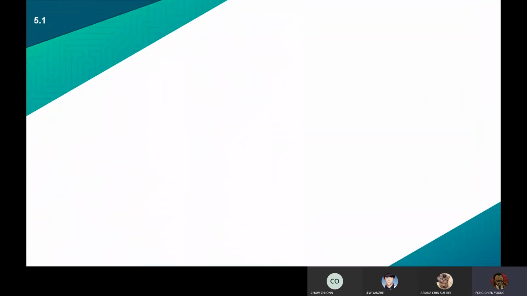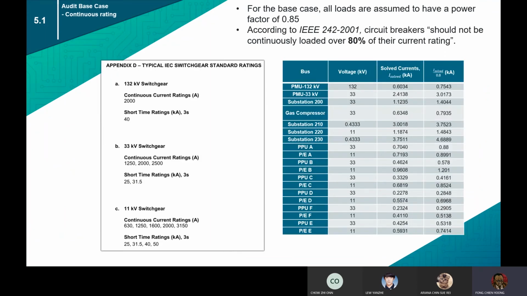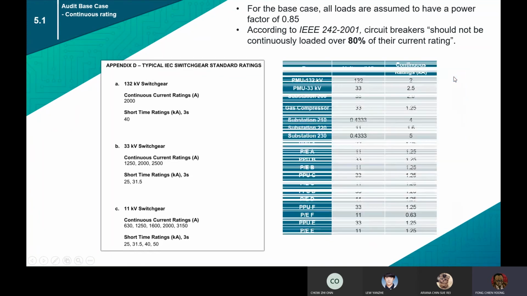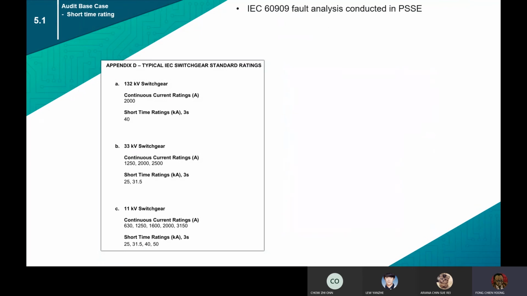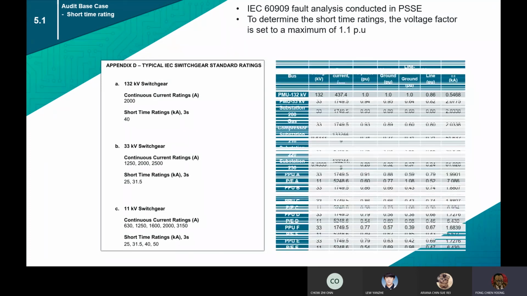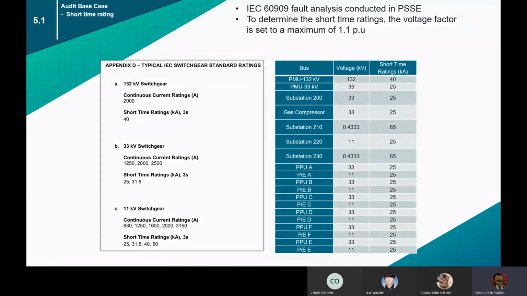In 5.1, we try to audit the base case, and for the base case, all loads are assumed to have a power factor of 0.85. According to the IEEE specification, the circuit breakers should not be loaded over 80% of the current rating, and this is why there is this I soft divided by 0.8. The continuous ratings are summarized here. Next, the short time rating is approximated by doing IEC 60909 fault analysis in PSSE, and to determine the rating, we use a voltage factor of a maximum 1.1 pu, and the results are summarized here.